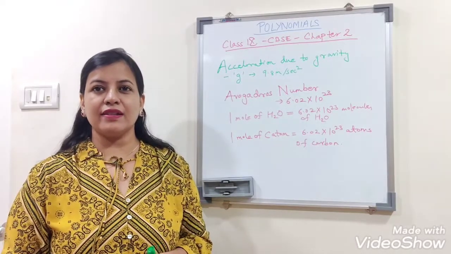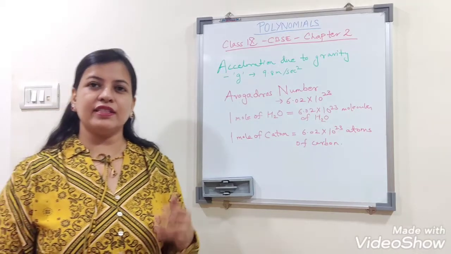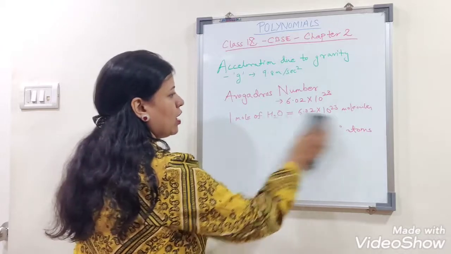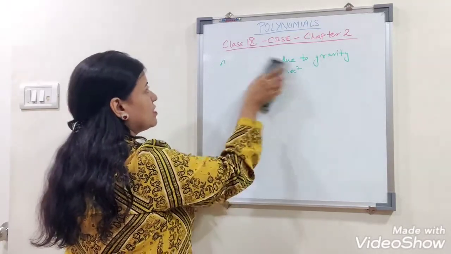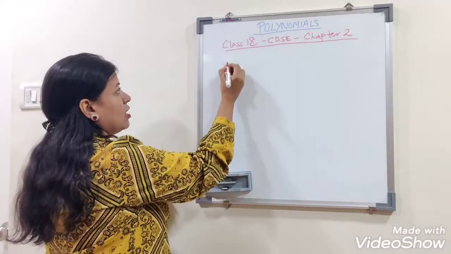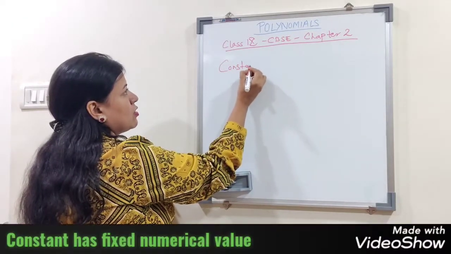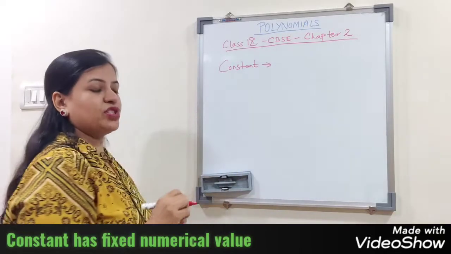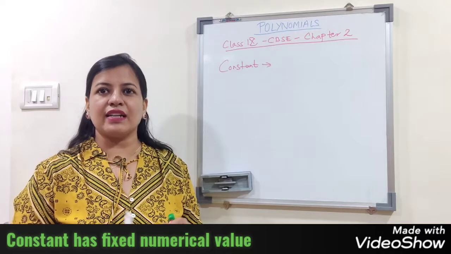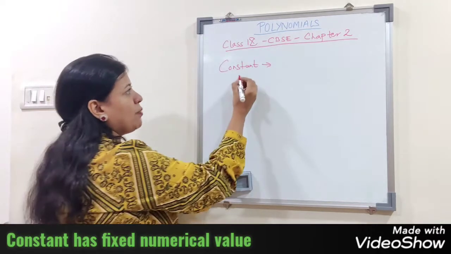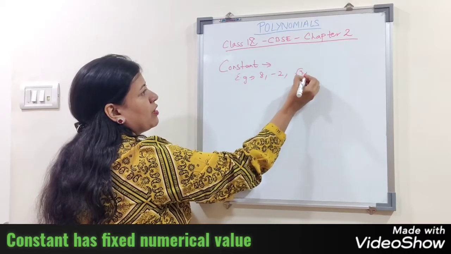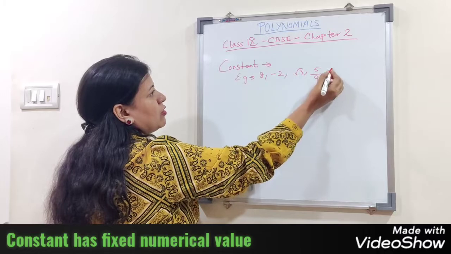Coming to algebra, let us understand one by one the definition of the terms which I stated at the beginning of this video. The first term that you come across in the chapter polynomials is constant. Now what is constant? A component which never changes in its value or magnitude is known as constant. So it has a fixed numerical value. For example, 8, minus 2, root 3, 5 by 9, etc.